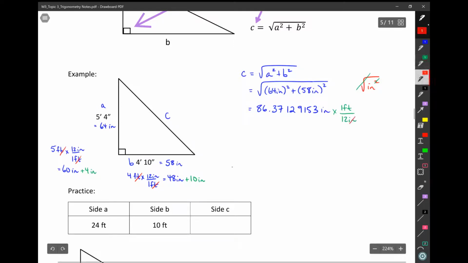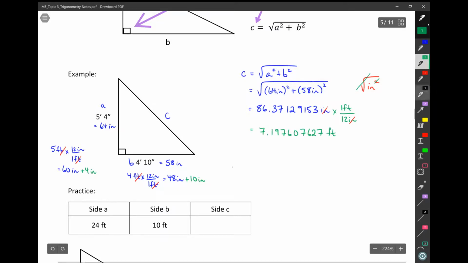Cancel out my inches and inches. So what I'm taking is that value that's sitting in my calculator, the 86.37 with all the digits, and I'm going to divide by 12. So this is a bit of review. And so I get 7.197, and I'll keep all those digits sitting in my calculator. And that's now in feet.